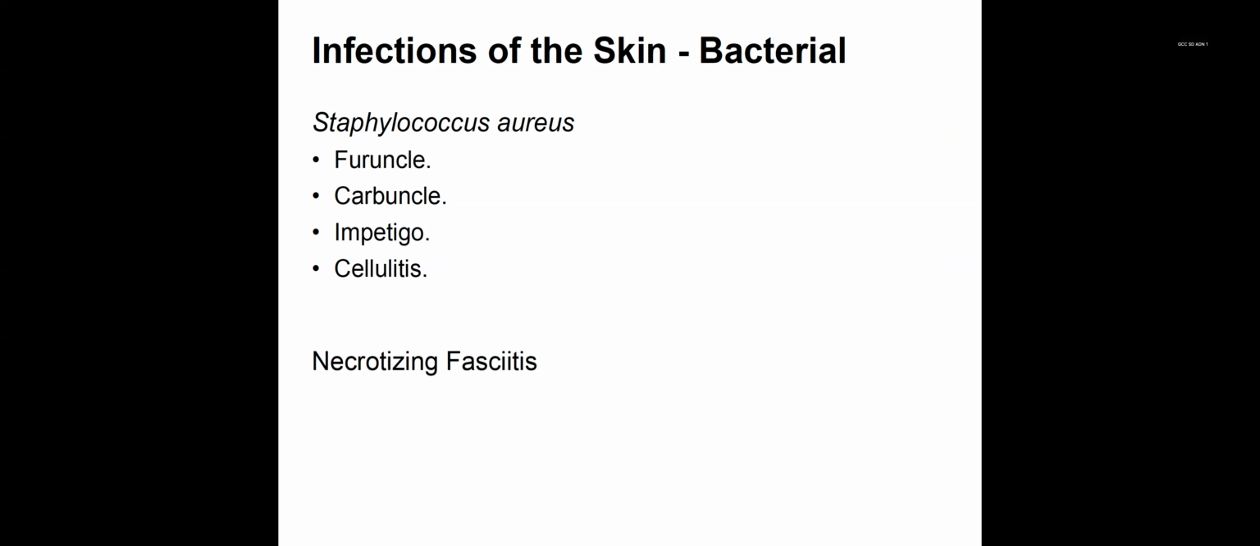So here you also have something called necrotizing fasciitis. Basically it is caused when some strains of staph or strep produce enzymes that are very toxic and digest connective tissue and spread into muscular layers. So basically the connective tissue becomes infected.